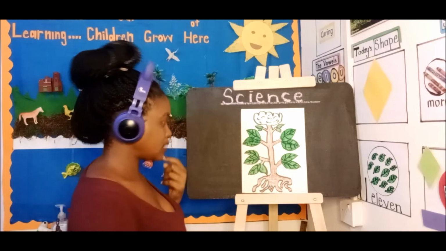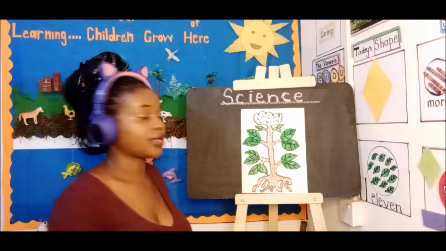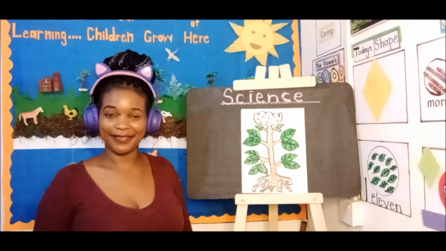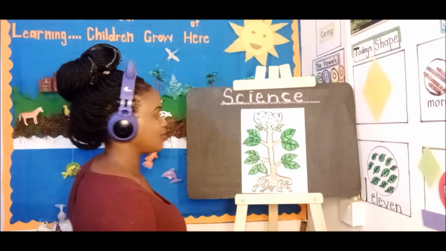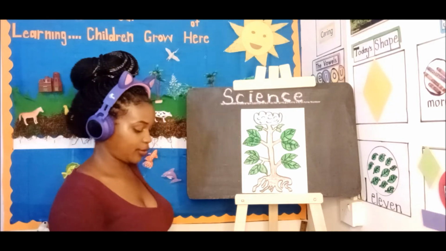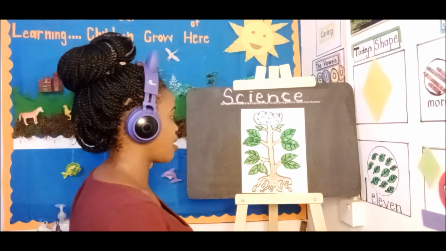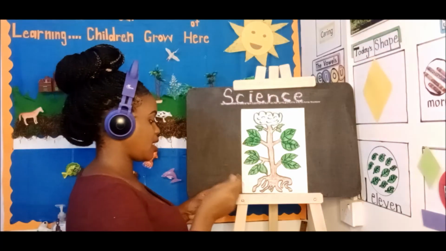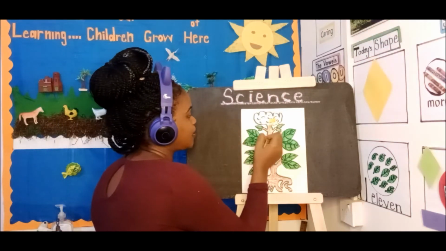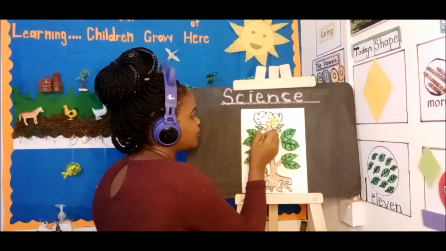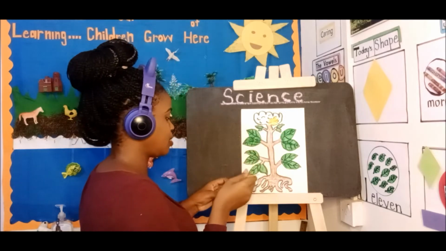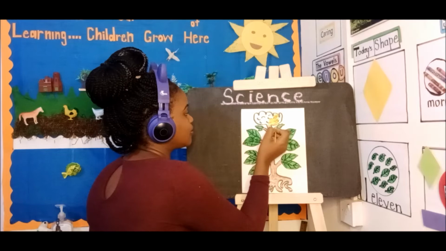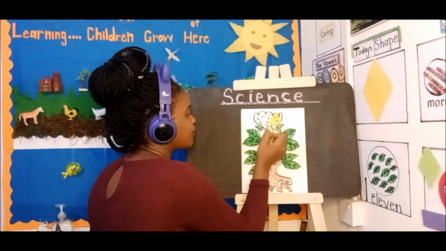Okay? So, now we're going to look at the flower. Now, we're going to use the yellow to color the flower. Yes, some flowers are yellow. So, let's see. Let's paint. We're painting within the boundary. Okay? Within the boundary. Okay, boys and girls?